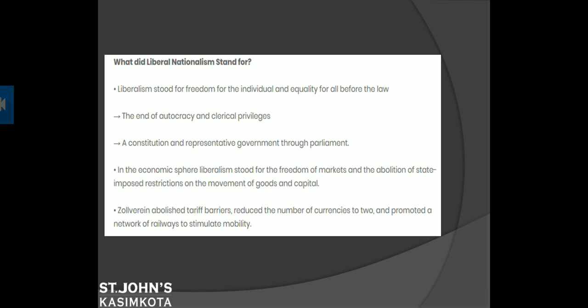In the economic sphere, liberalism stood for the freedom of markets and the abolition of state-imposed restrictions on the movement of goods and capital. During the 19th century, this was a strong demand of the emerging middle classes. So if you see the example of the German-speaking region in the first half of the 19th century, Napoleon's administrative measures had created, out of countless small principalities, what is called a confederation of 39 states.